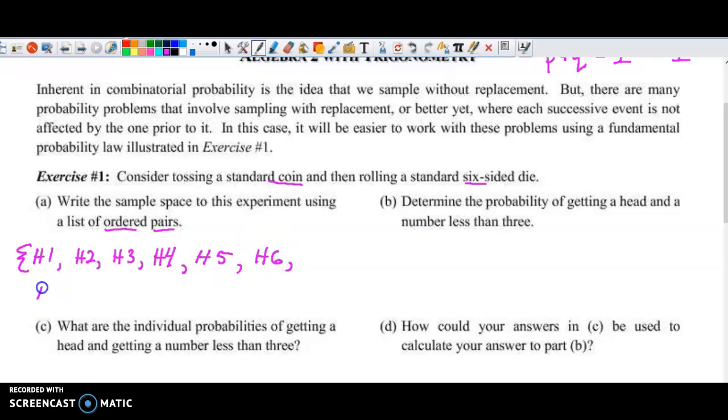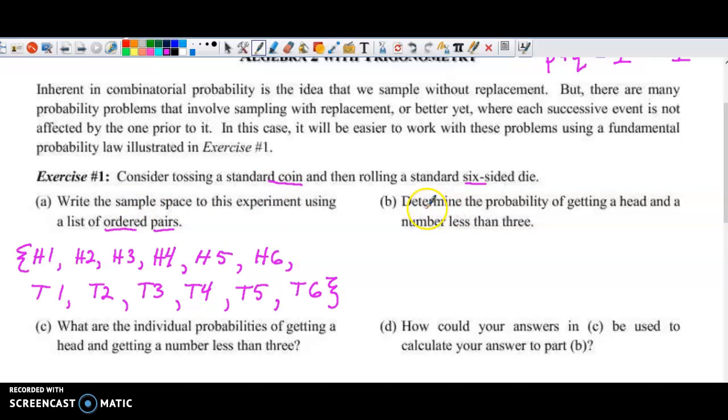Every math teacher is a little bit different. Tails 1, tails 2, tails 3. I'm writing a lot larger here. Tails 5 and tails 6. But we're not really caring that we have 12 options.